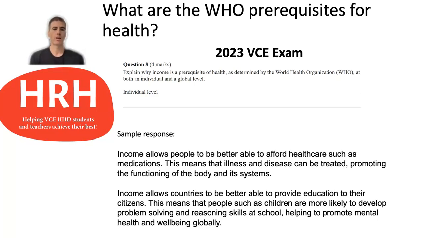Then the second example is more at a global level, so it's mentioning that income would allow countries to be better able to provide things such as education to their citizens, and that then means people such as children are more likely to develop problem solving and reasoning skills at school, and that can promote mental health and well-being globally, because those problem solving and reasoning skills are an example of that dimension. And obviously if it's at a global level, you need to be able to talk about more than the individual, so children across countries and therefore globally.